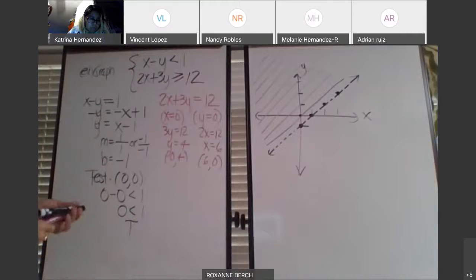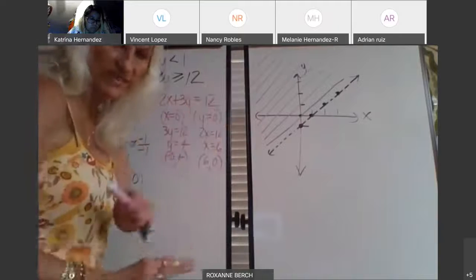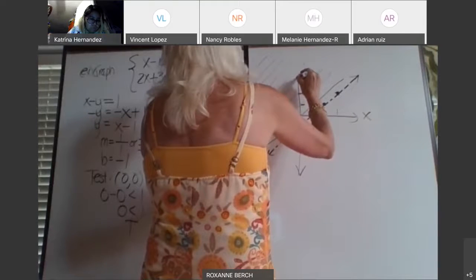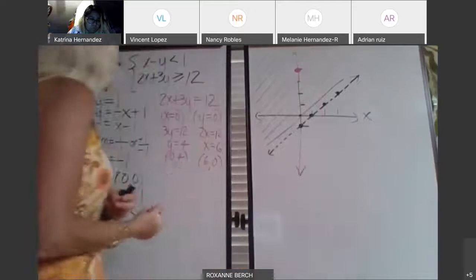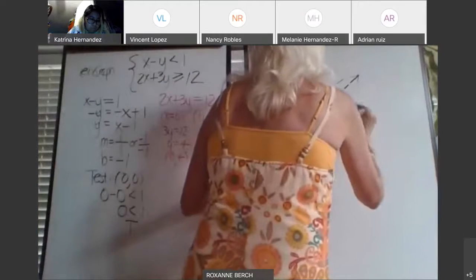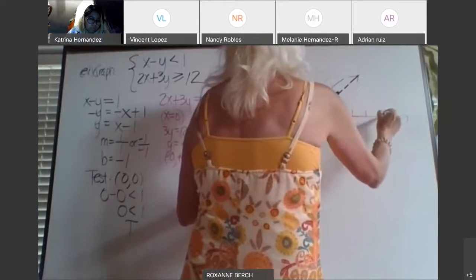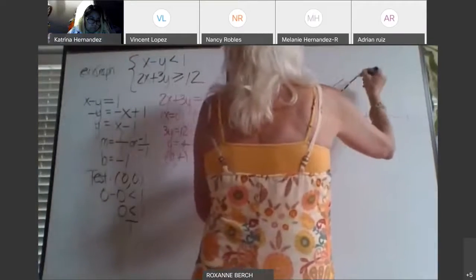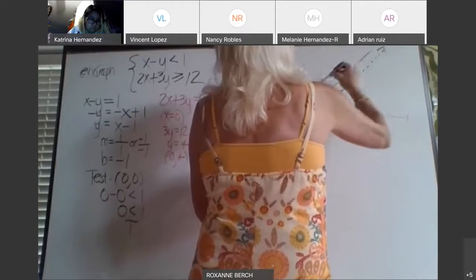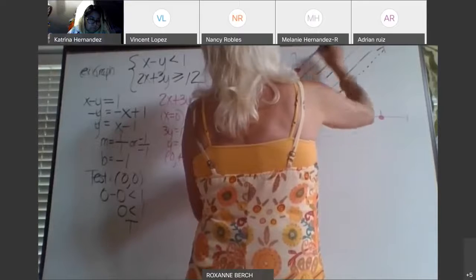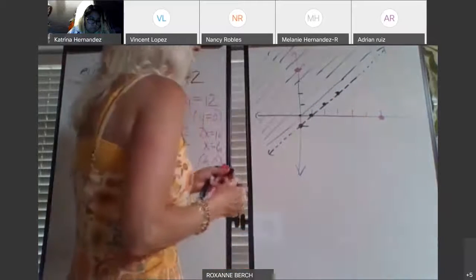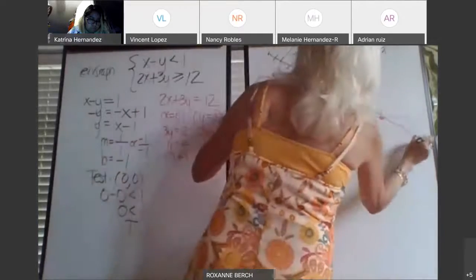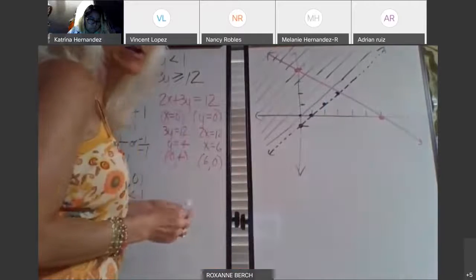Okay, now we're going to go to the pink graph and try not to look at the black graph. So pretend that the black graph's not there. So you're going to go 0, up 4. And you're going to go right 6, 0. And you're going to connect the points. Let me just draw this out a little bit. So I'm going to connect the points. Like I said, try not to look at the black graph.